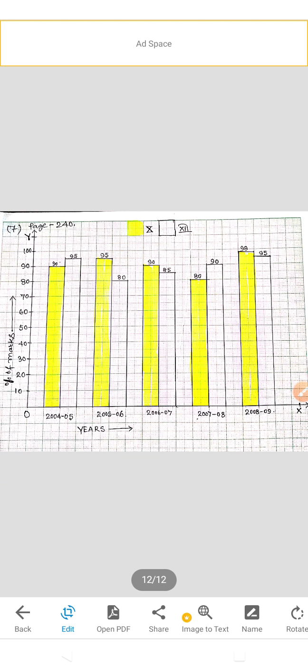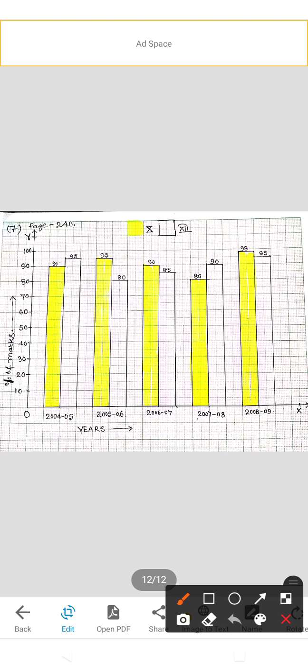First of all, find the horizontal line OX, that is called the x-axis, and the vertical line OY, that is called the y-axis or ordinate. They intersect at a point O. This intersecting point O is called the origin. Now the years can be represented on the x-axis, and pass percent represents on the y-axis, the ordinate.